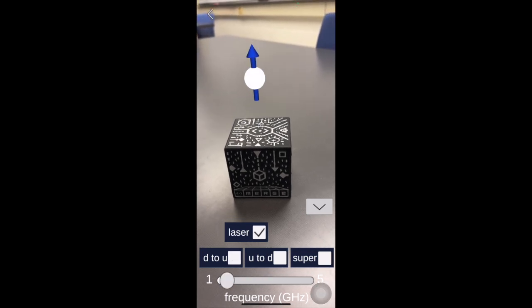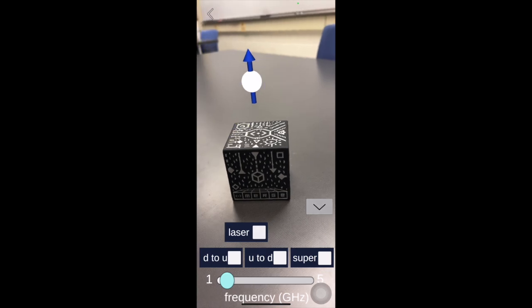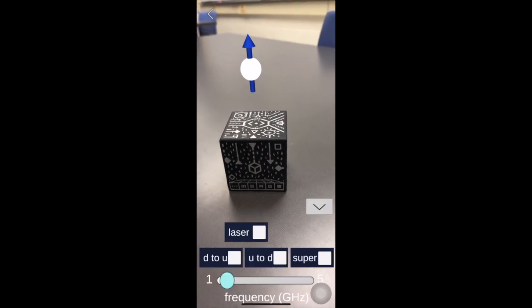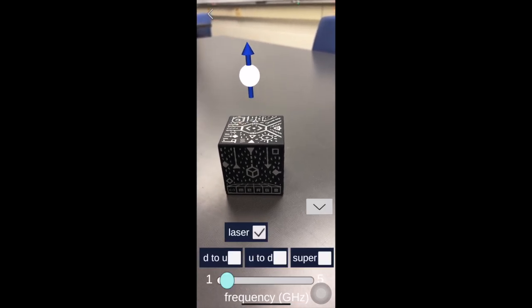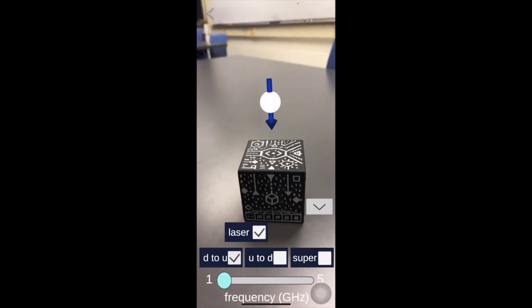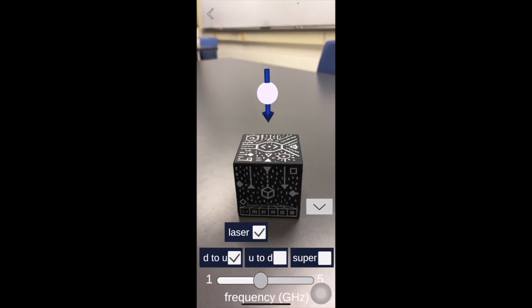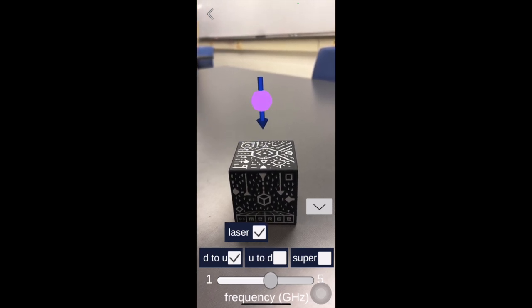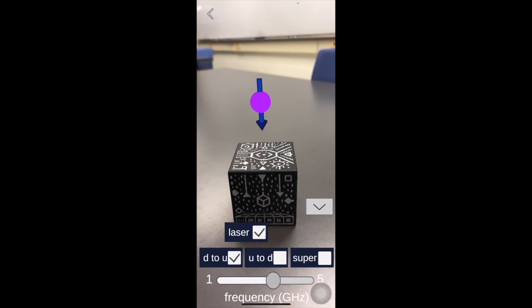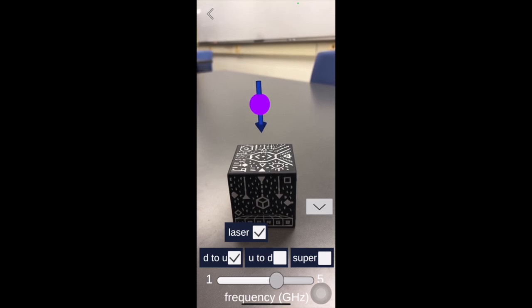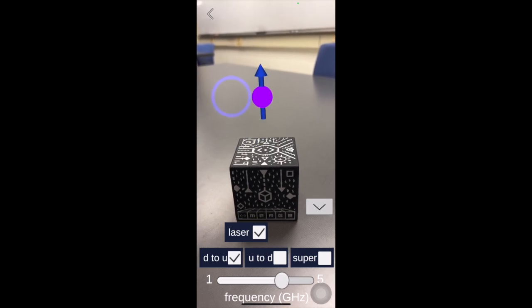But let's just do that again. Let's just reset. Okay, there we go. So it's down, and now we're going to drag this over. When we get close, it should turn purple, like the color of the laser. And now you can see it goes from the down state, and now it's going to go into the up state. There we go.